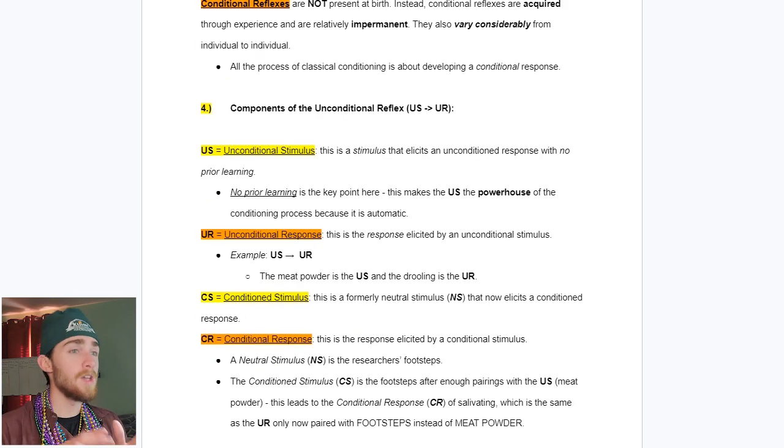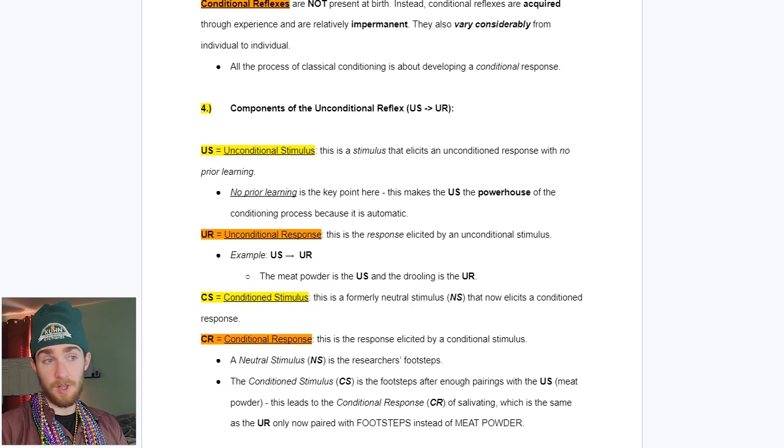Alright, components of the unconditional reflex. We have the US, which is the unconditioned stimulus. This is a stimulus that elicits an unconditioned response with no prior learning. Now, no prior learning is the key point here, because this makes the unconditioned stimulus the powerhouse of the conditioning process because it is automatic. It is ingrained already. Then we have the unconditioned response. Now, the unconditioned response is the response elicited by an unconditioned stimulus. So in this, we see that the unconditioned stimulus elicits the unconditioned response. The meat powder is the unconditioned stimulus, and the drooling is the unconditioned response.